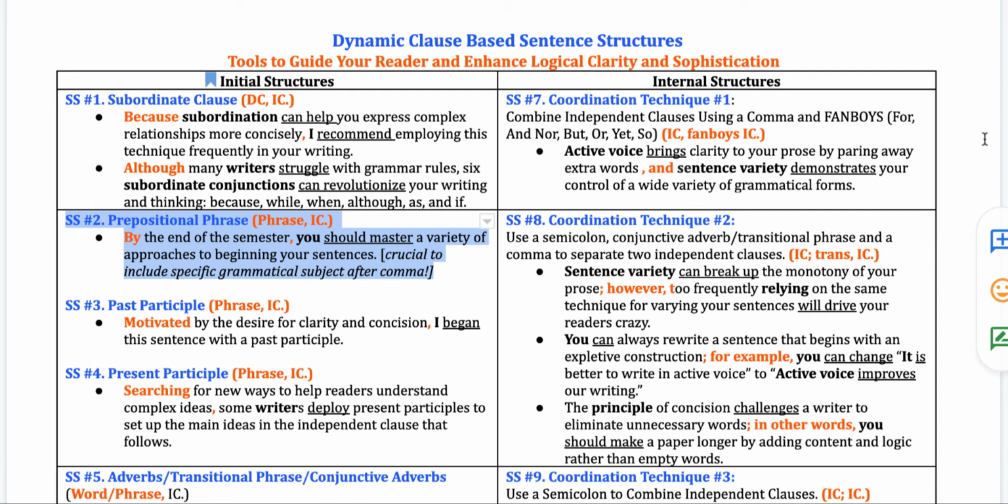So sentence structures aren't about grammar and punctuation. Grammar and punctuation help make sentence structures work, but what sentence structures are logical moves, thinking tools that allow you to communicate your logic, your thoughts more effectively, more clearly, more persuasively. So we want to think of these sentence structures as logical moves that empower us, not grammar and punctuation rules that hold us back.